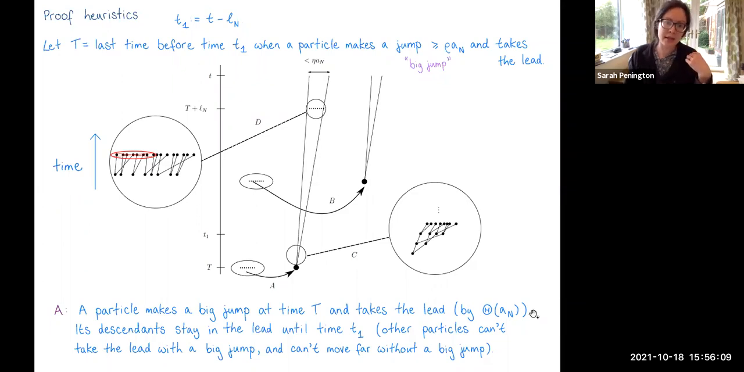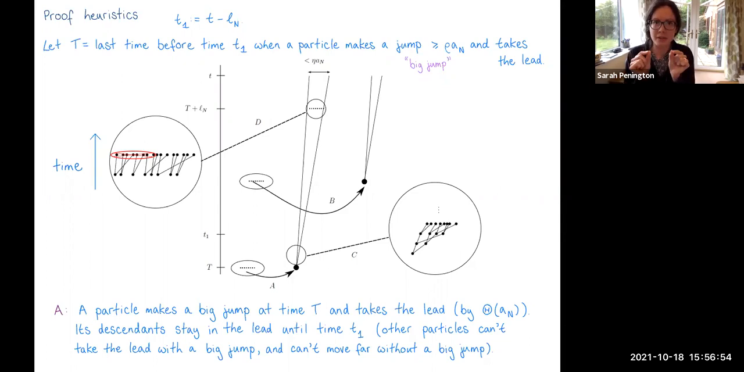And its descendants are going to stay in the lead until time t1 with high probability, in the sense that other particles that are not descended from this particle are not going to overtake it by time t1. And that's because the definition of the time capital T says that there's not allowed to be another time later before time t1 when another particle takes the lead with a big jump. And with high probability, we said that particles can't move far on the an space scale without making a big jump. And we're saying that this particle takes the lead by a distance of order an. So other particles can't catch up unless they make big jumps. They're not allowed to overtake with a big jump.